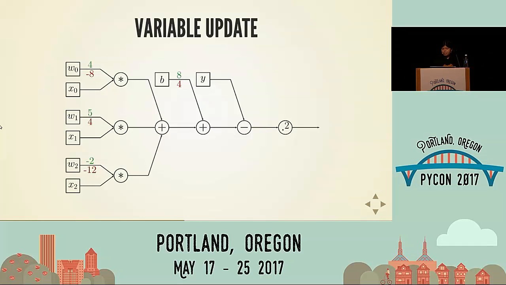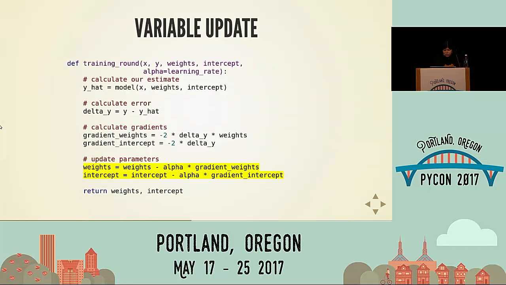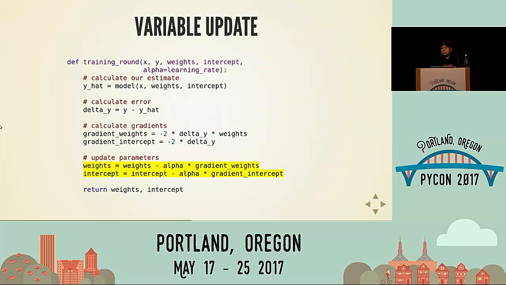Okay, lastly, we have to update the variables. So let's just drop everything that isn't a variable. And then we just take the weight, W0, and we update that to the top number minus the learning rate times the bottom number, which was the gradient, and we get our new weight. And we can do that for all of the weights and the intercept. So that corresponds to these 2 lines in our NumPy code.